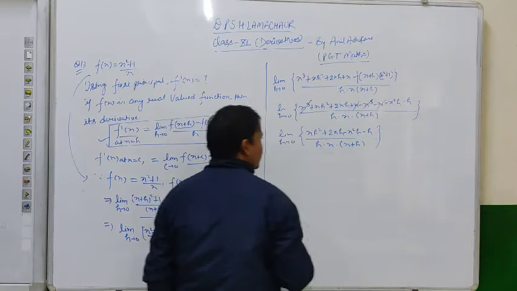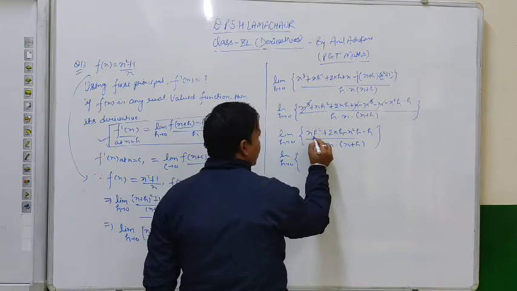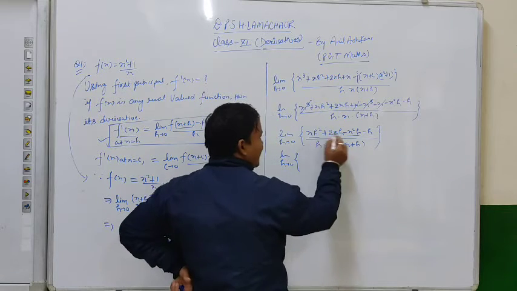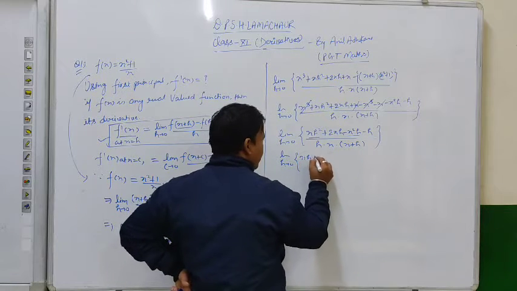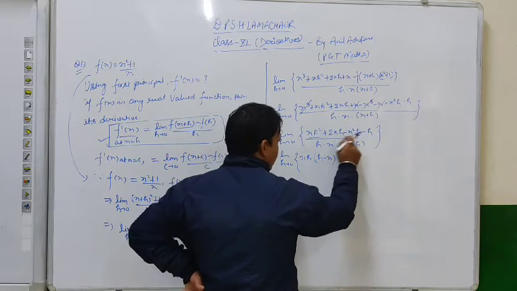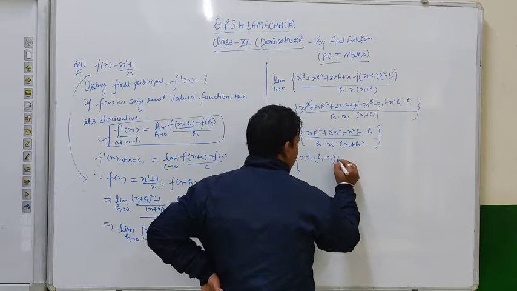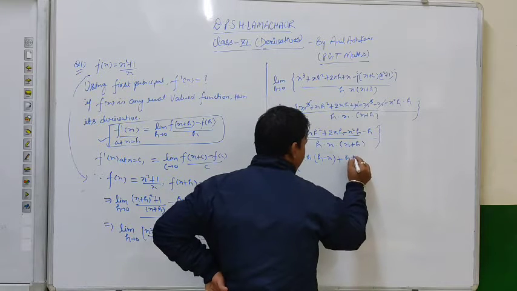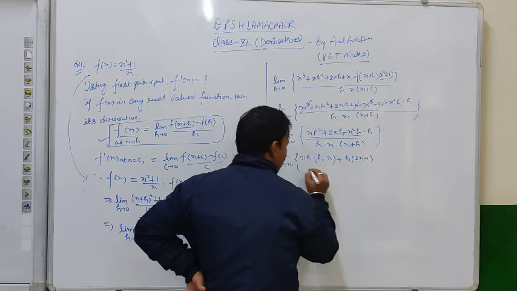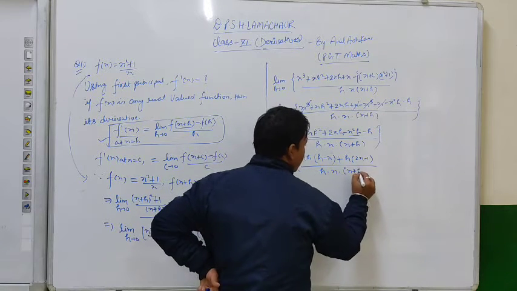Okay. Now limit h tends to 0. So in both the terms we can take x and h as common. So here we get h and here we get minus x, and in both the terms, twice x plus h, we can take h as common. So taking h common we get 2x minus 1, okay, divided by h into x plus h.